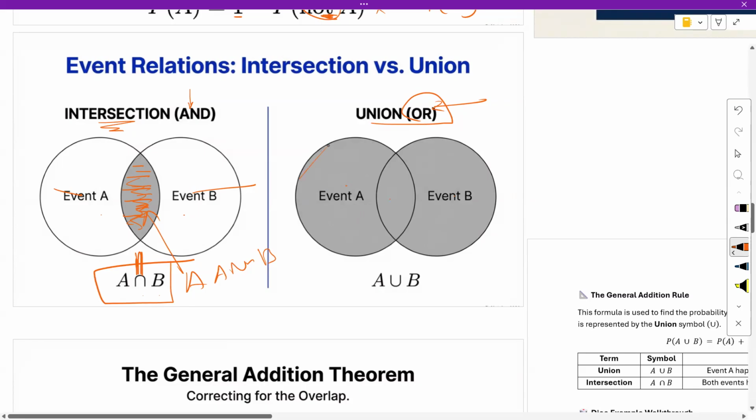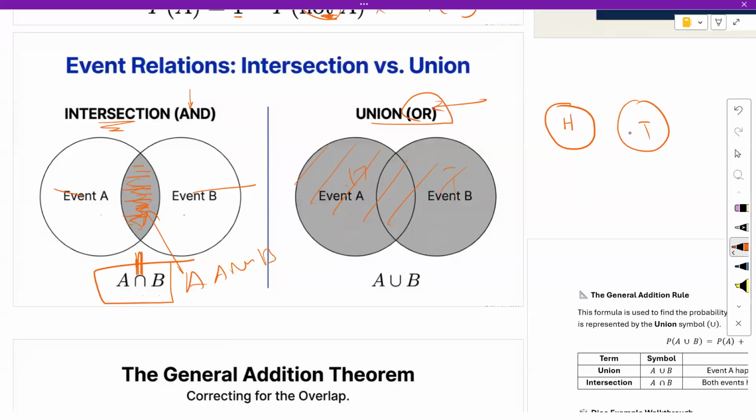Union means considering all. What's the probability of getting head or tail? Here, the probability of head is event A, and tail is event B, because there is no overlap. Why is that? It is a mutually exclusive event.